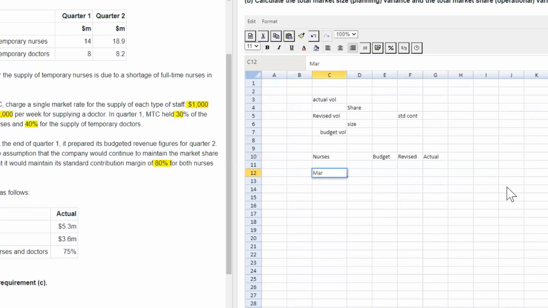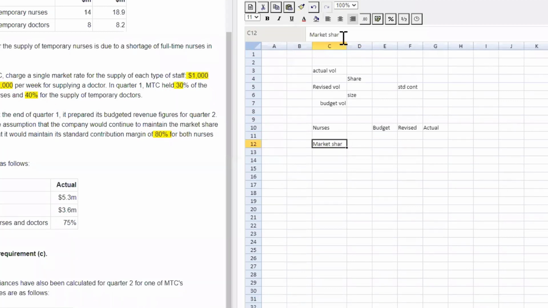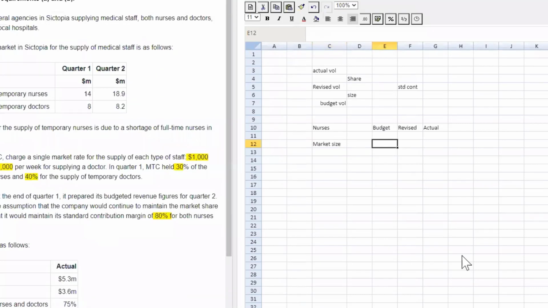They've told us that the market share size, sorry. Ooh. Don't know what I did then. Let me just go back. So the market size for nurses on the original budget would have been 14 million. Now I'm going to do it in round thousands because it's easier to see. So you've got to decide what you're going to do things in, whether you're going to actually do it in dollars, millions, or round thousands. And I always tend to do things in round thousands. So therefore, that is 18,900.